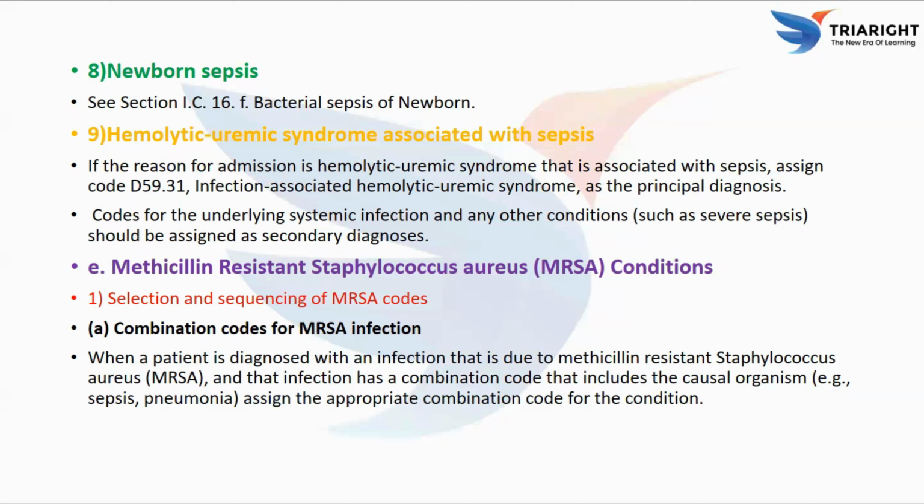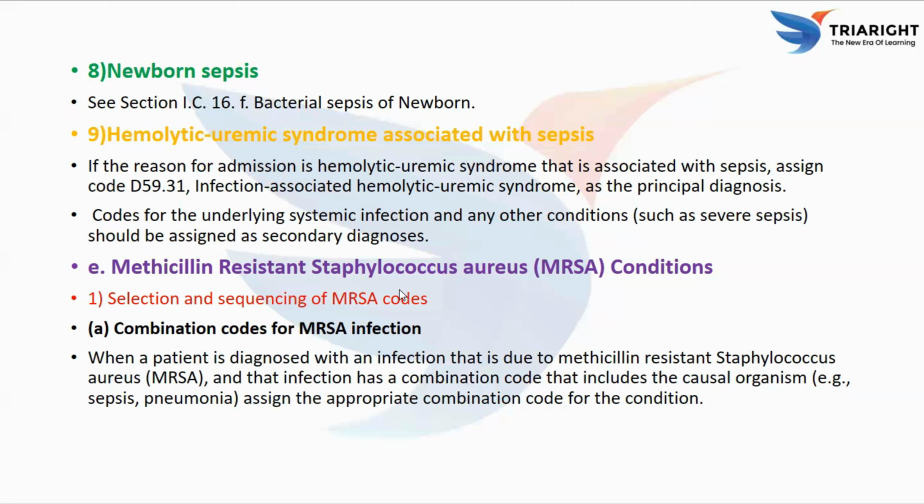So why is D59.31 first? If the reason for admission is HUS associated with sepsis, D59.31 is sequenced as the principal code. So this is how you have to code HUS related conditions.